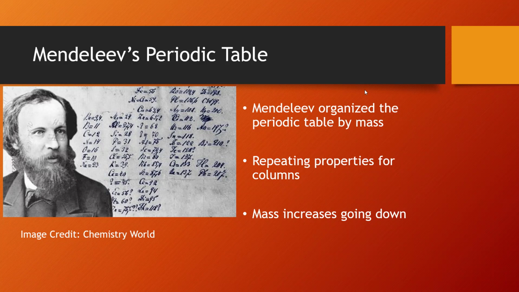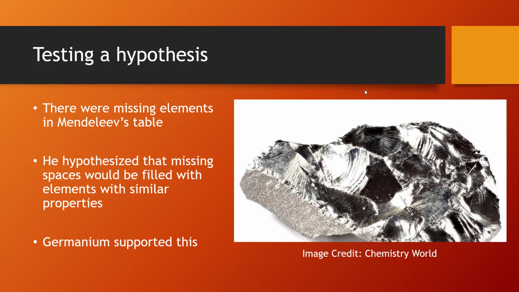Now, Mendeleev actually had a hypothesis, and his hypothesis was that missing elements would have characteristics that were intermediate between other elements above and below them on his periodic table. So this hypothesis could be experimentally tested, and after a time, it was.